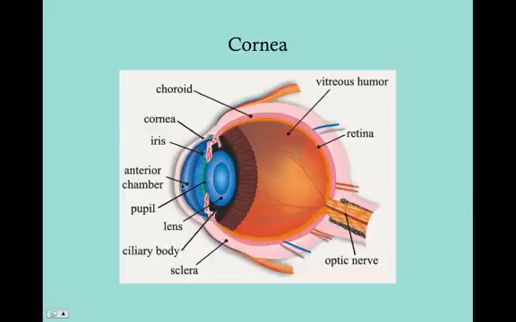So the cornea is clear, and it's made up of a couple thin layers of cells and collagen. Collagen is what makes up the stroma, and that's the largest portion of the cornea. But it is clear, it has no blood vessels, it gets its nutrients solely through the tear film and through the anterior aqueous.